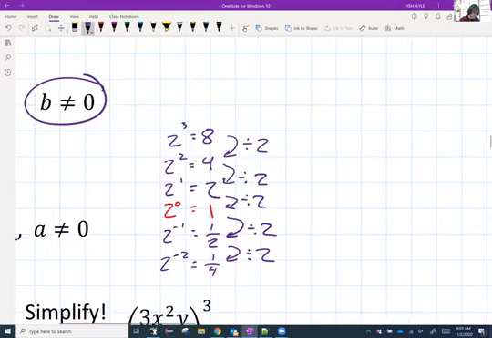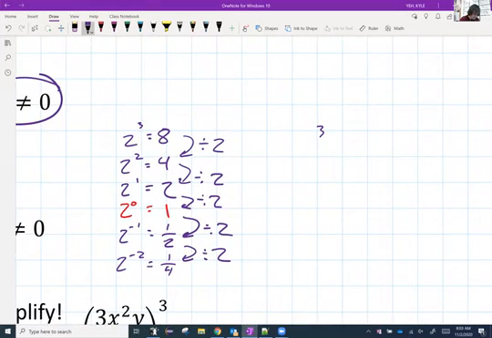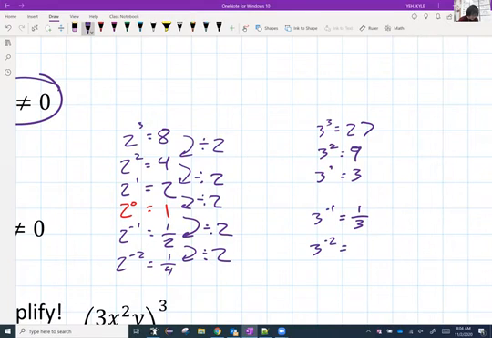all of them. We could do the same thing with 3's. 3 cubed is 27. 3 squared is 9. 3 to the 1st is 3. 3 to the negative 1st is 1 over 3 to the 1st. 3 to the negative 2nd is 1 over 3 squared, which is 1 over 9. Sorry, I've just been writing that.